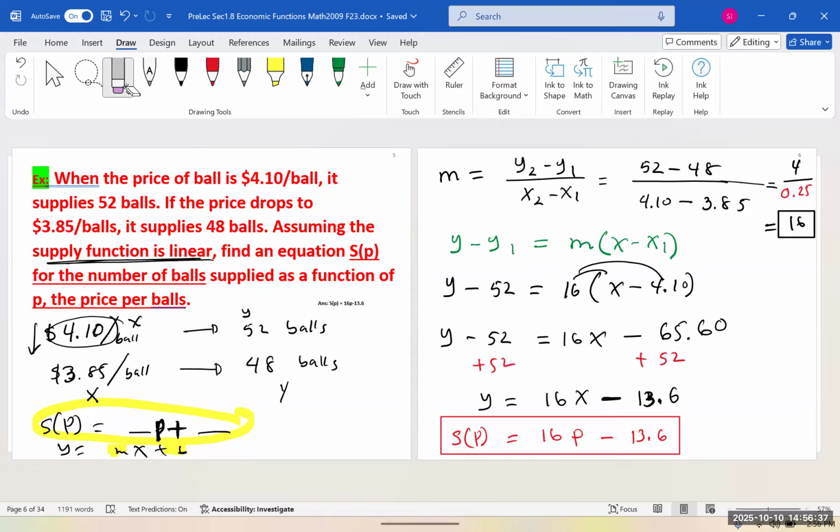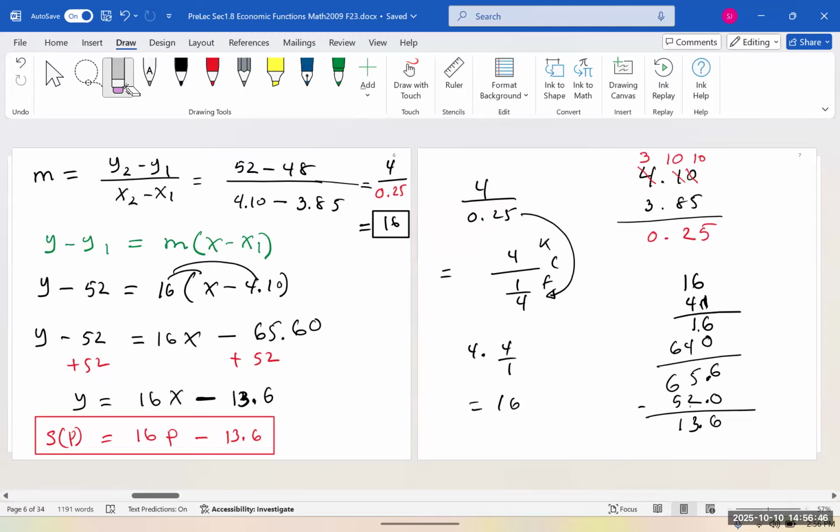What are you doing? One more time, phone. Remember I said, if I see your phone one more time, I'm going to take it. Really, this is a non-calculator question. You're not allowed to use a calculator.